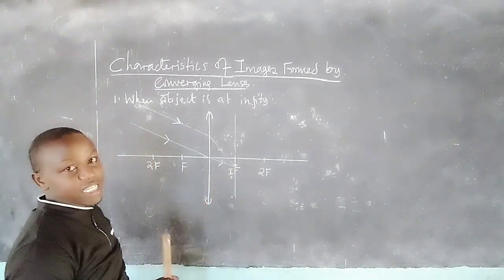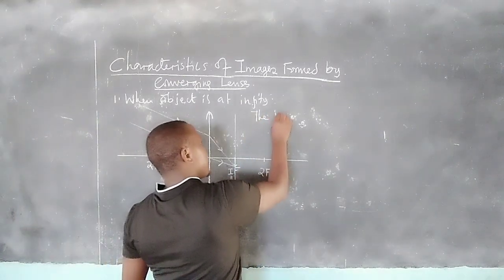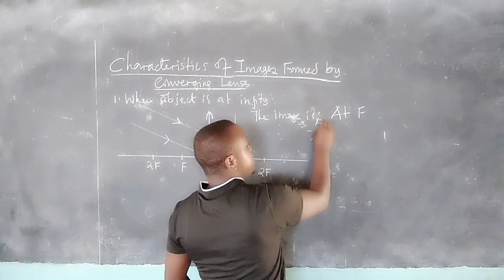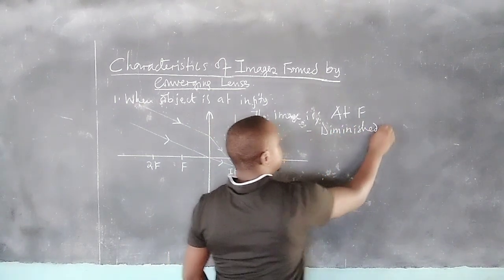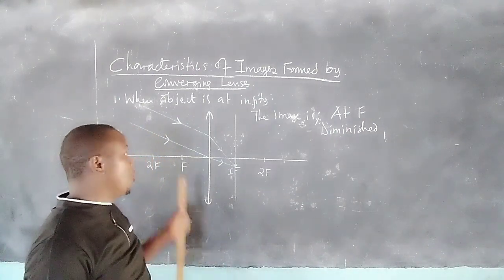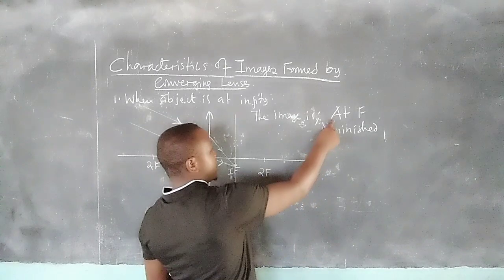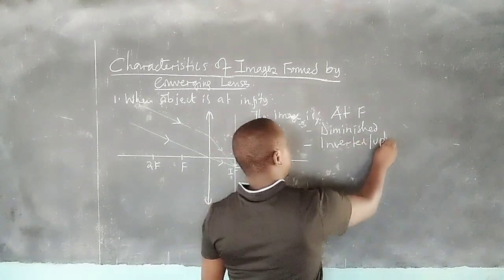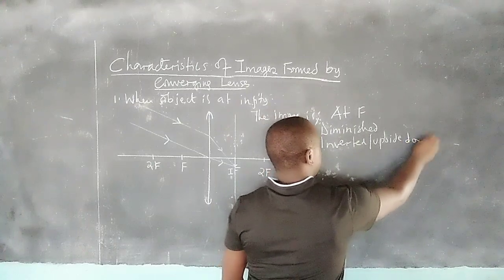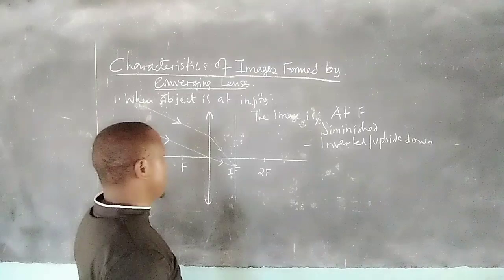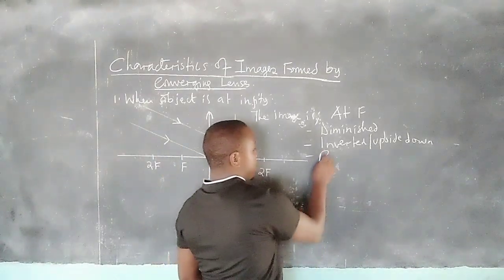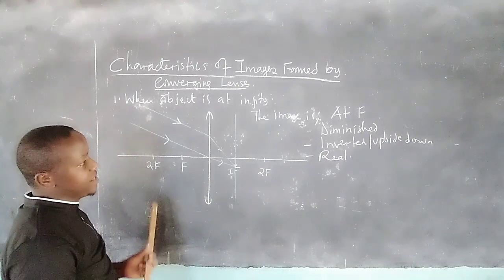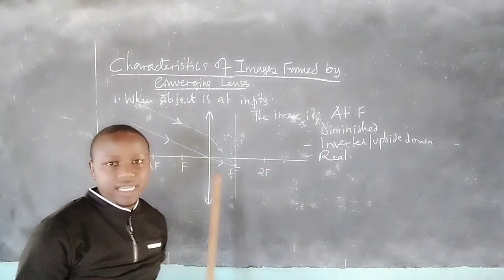And to give the characteristics of this image, we'll say that the image is, one, formed at F, two, it is diminished. Diminished means not enlarged, it means smaller than the object. It is formed at F, diminished, it is upside down or inverted. Inverted means upside down. And we can also say that the image is real. Therefore, we just draw the ray diagrams, and those are the characteristics observed.